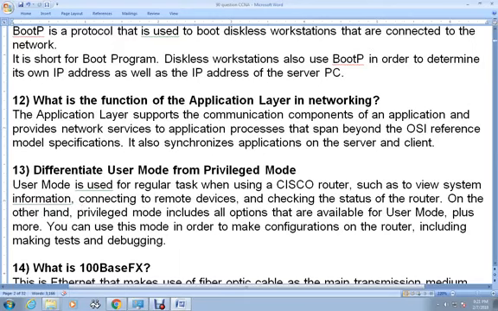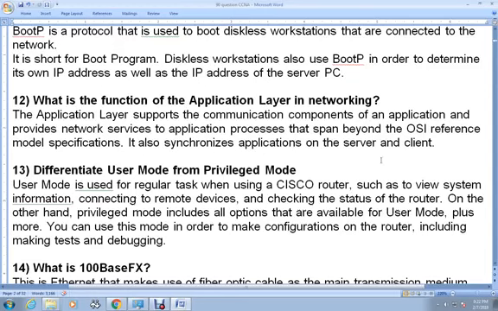So here, if we talk about the application layer, it supports the communication component of an application and provides network services to application processes that span beyond the OSI reference model specification. It also synchronizes applications on the server and client. So basically, guys, whatever we are trying to send, whatever we are doing at the application layer.